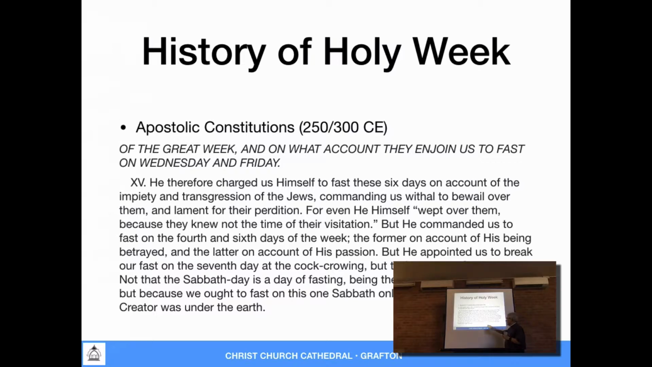Including, notice, fasting on this one particular Sabbath day, because he's noting normally Sabbath is not a fast day. It's always a feasting day in the Jewish tradition. But on this Sabbath only, that's the Saturday when Jesus, the Creator, was under the earth. In other words, when Jesus is buried. So the Holy Saturday becomes a fast day, even though it's a Saturday, even though it's a Shabbat, which would not normally be a fast day. So you can kind of see the idea that this is a special week where things are done differently is beginning to emerge by the end of the 3rd century.